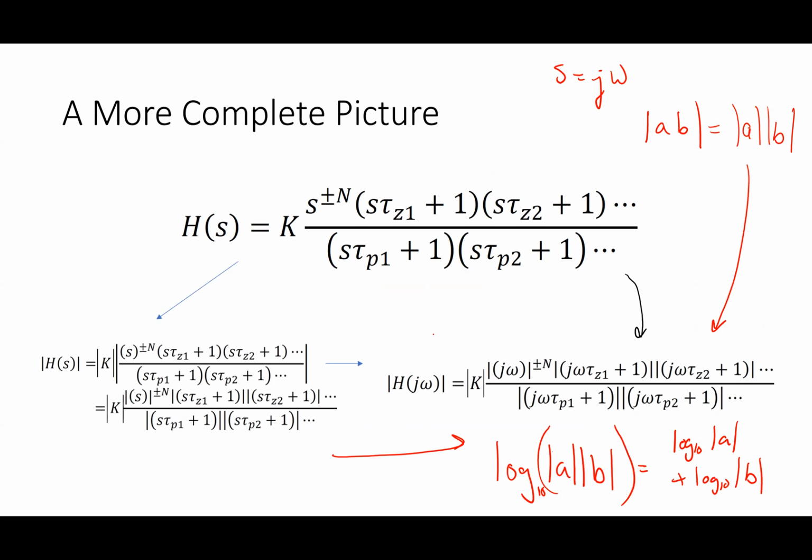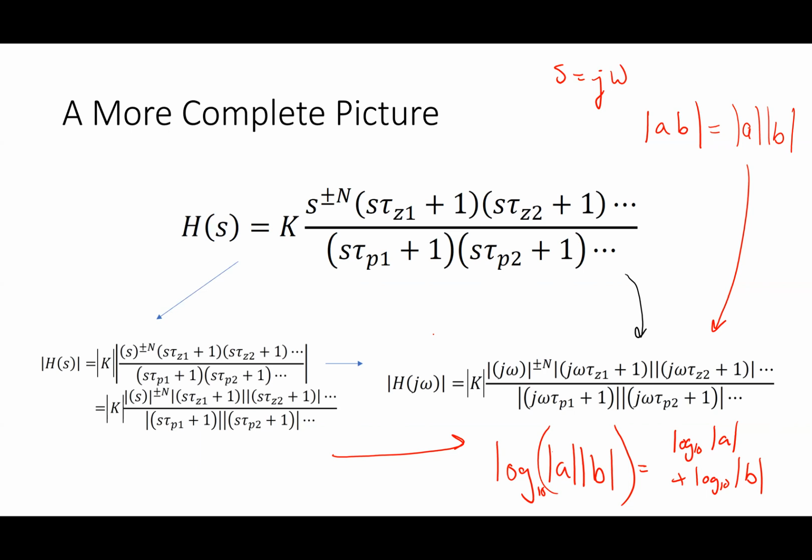All right. What I do is I say, if I want to plot the magnitude, I take the magnitude of this whole thing. And what I said is, if I have the magnitude of two numbers multiplied, like S tau Z plus 1, S tau Z1 plus 1, S tau Z2 plus 1. Those are two numbers multiplied, right? If I take the magnitude of two numbers multiplied, I multiply their magnitudes. When I take the log of two things that are multiplied, I add them up.